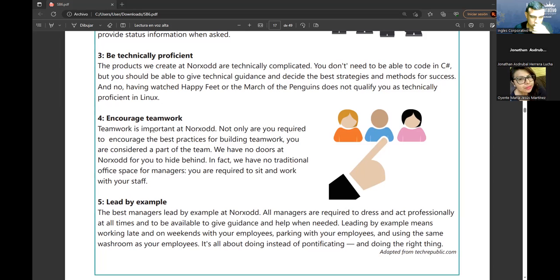Encouraging, ¿qué significa, teacher? Encourage. Inculcar. Encomendar. It's true. Estamos de acuerdo, entonces. Sí, estamos de acuerdo. Y la 5 no la tengo.